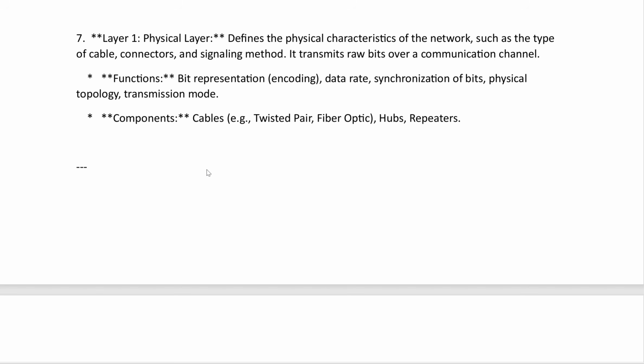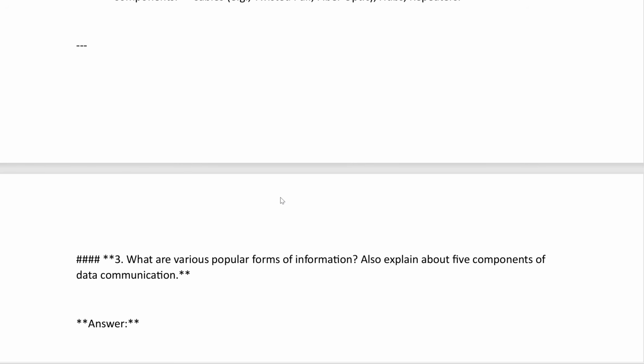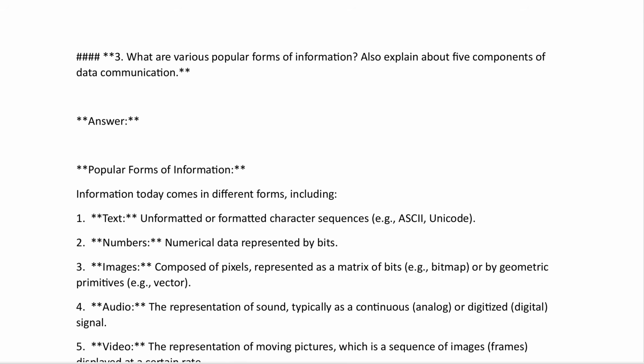It transmits raw bits over a communication channel. The functions of the physical layer are bit representation, that is encoding, data rate, synchronization of bits, physical topology, and transmission mode. The components of the physical layer are cables, for example, twisted pair cable, fiber optic cables, hubs, and repeaters.